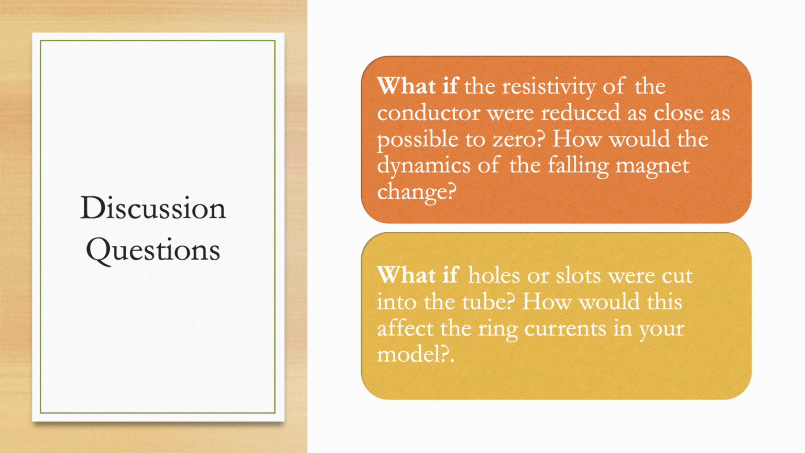What if holes or slots were cut into the tube? How would this affect the ring currents in your model? The current will be disrupted and there will be a reduction in induced current. This in turn reduces the magnetic force, which means that the magnet will fall through the tube much quicker.